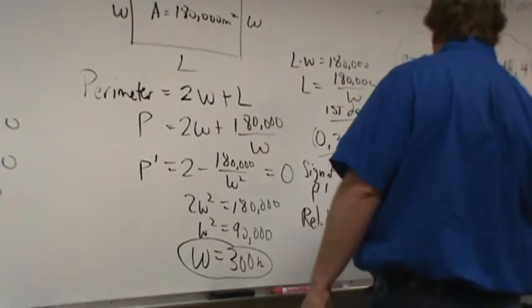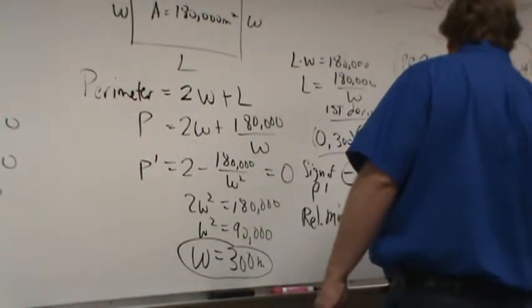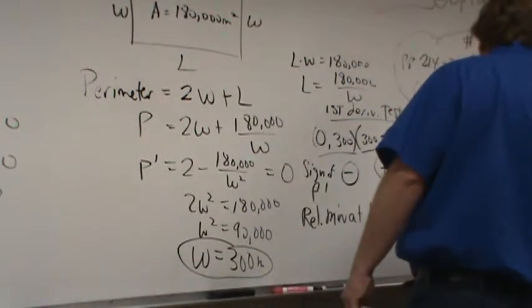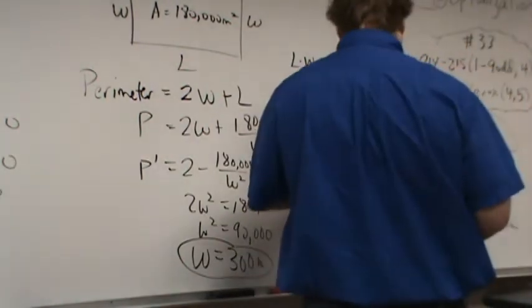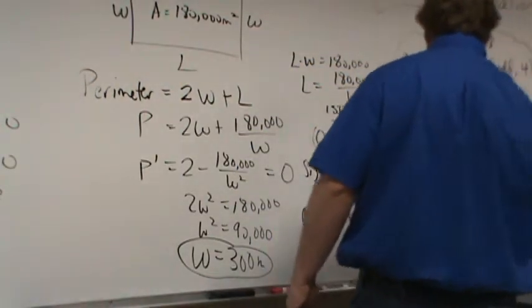Length equals 180,000 over 300, which is 600. What do they want? Must the dimensions be? So these are the dimensions.